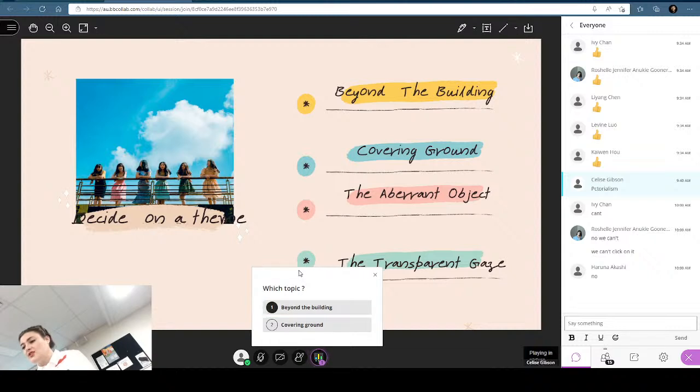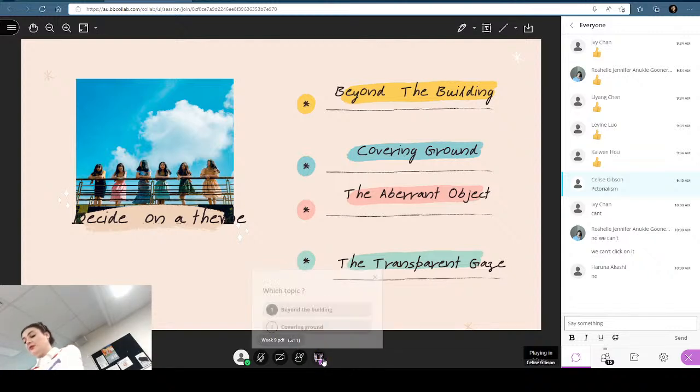Vote again. Which one? There's 2 left now. Beyond the building or covering ground. Which one do you want to do? If you already voted for another one, I'm sorry, it got knocked out. You now have to pick one of these. Come on, people, let's go. Time, Vu, Yuki, Kwen, Navini. Click the poll, click the poll.